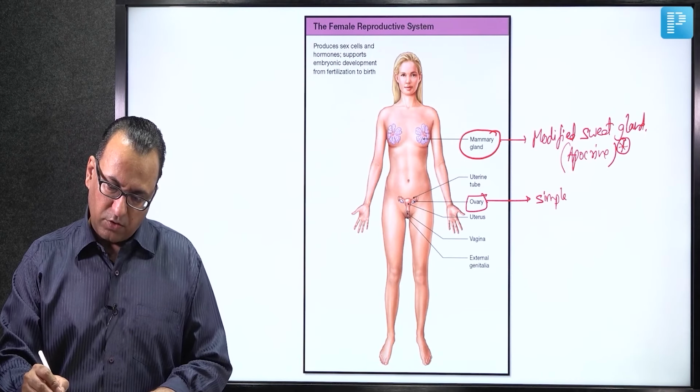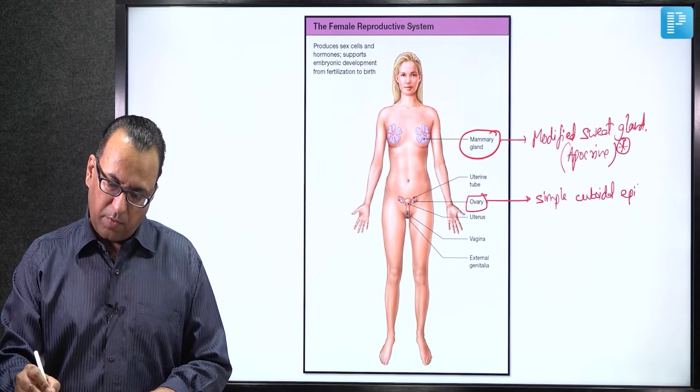And what about the uterine tube? As we talk about the uterine tube, we will find that it is having simple columnar epithelium. We'll be drawing a diagram ourselves to discuss the details, but some of the cells in this simple columnar epithelium will be having cilia also. So you can remember the uterine tube is lined by ciliated columnar epithelium.